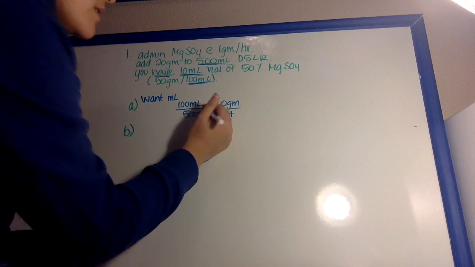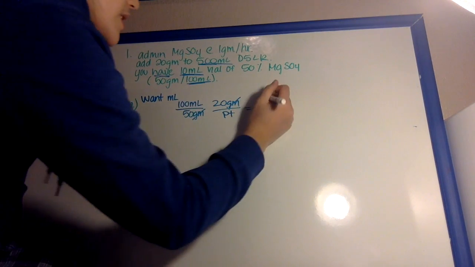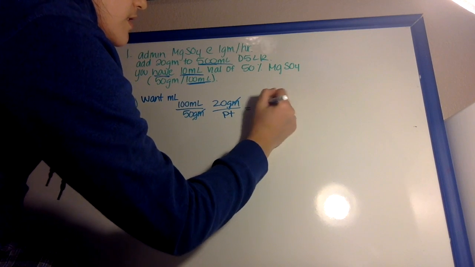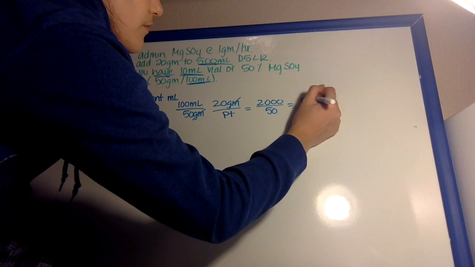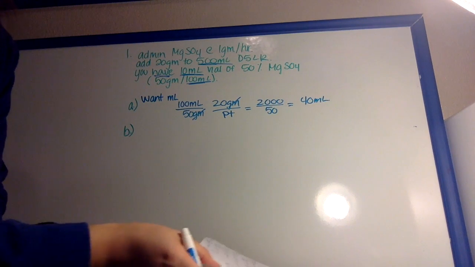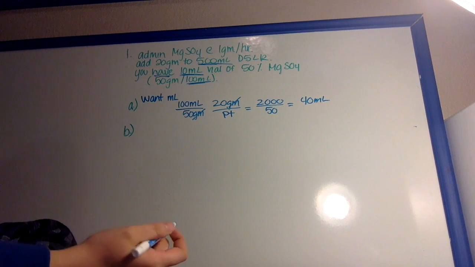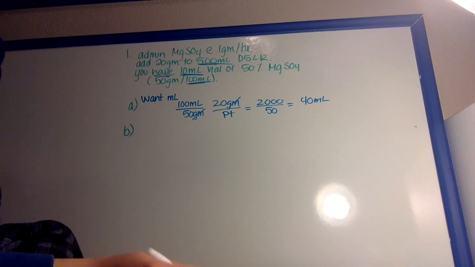And I'm going to do my math. I'm going to cancel out my grams. 100 times 20 is 2,000 over 50 is going to equal 40 mLs. And that's also the answer provided in the answer sheet. So I did my math right. At least I think I did my math right, or both me and the instructor did our math wrong.